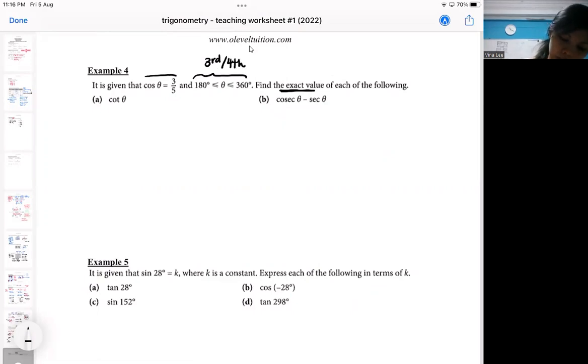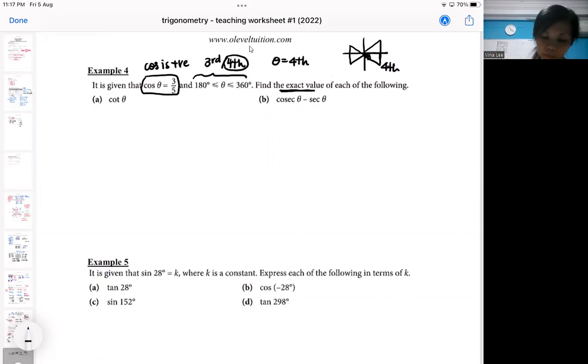And we wanted cosine positive. So which of this quadrant is cosine positive, third or fourth? Apparently it's only fourth. So actually theta is in the fourth quadrant. And you're supposed to draw your triangle based on your quadrant. So here I'm drawing it based on the fourth quadrant. So I'm going to draw first.